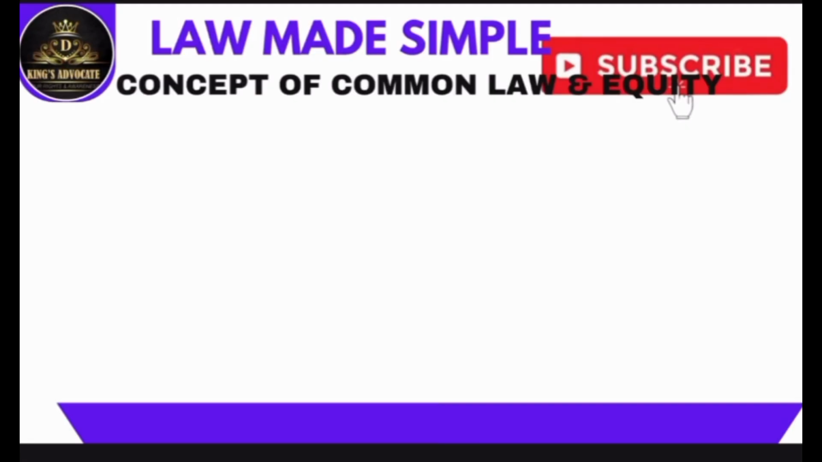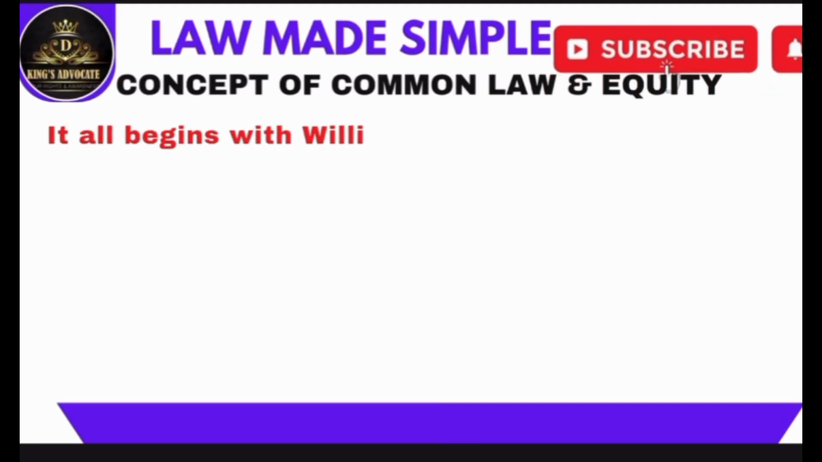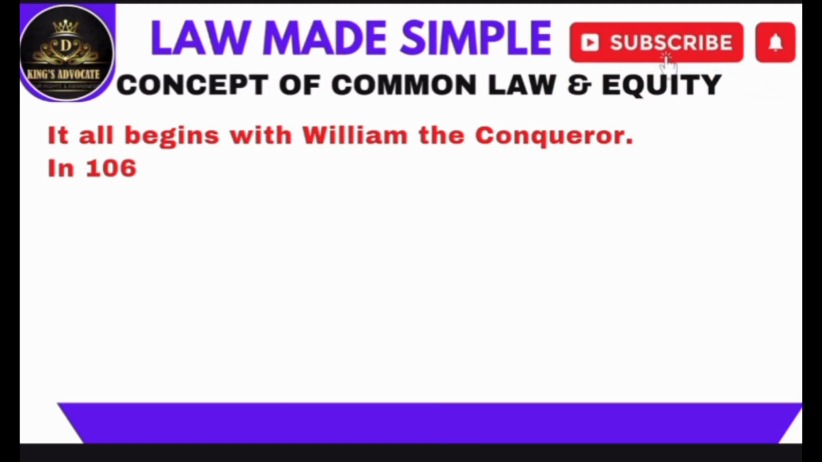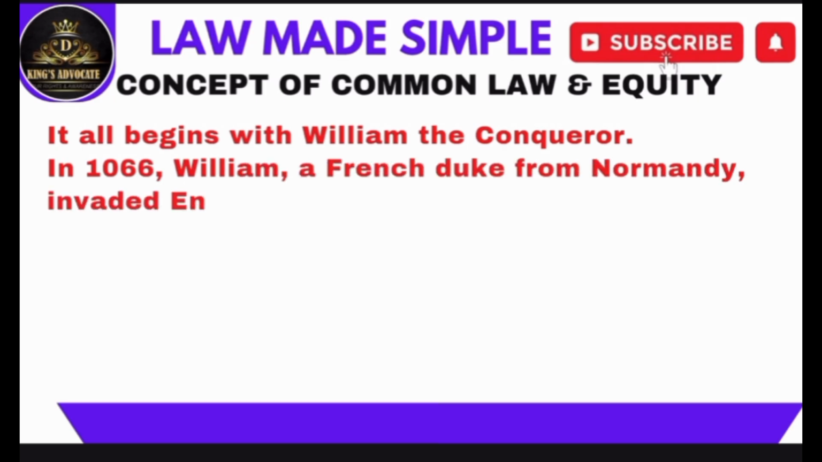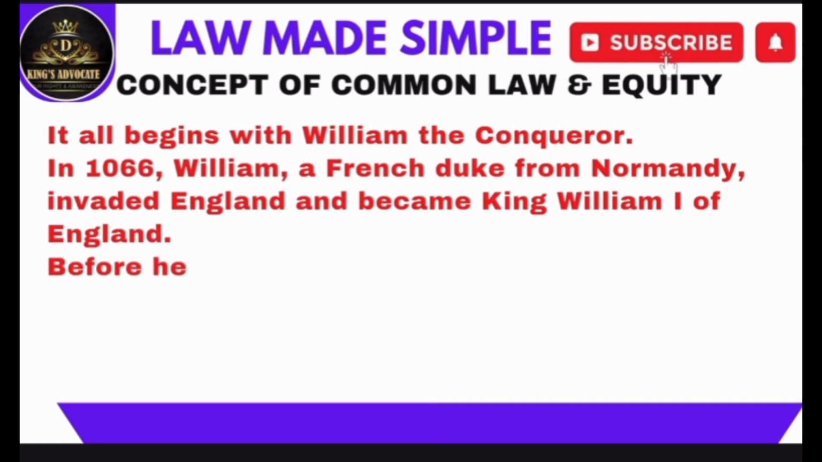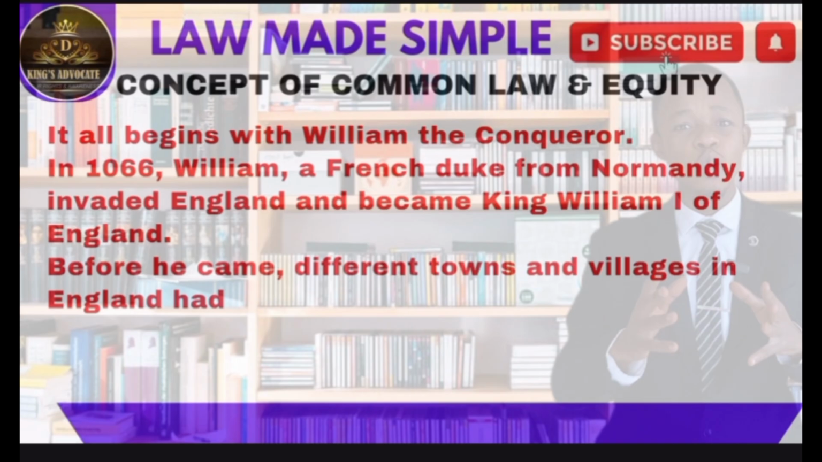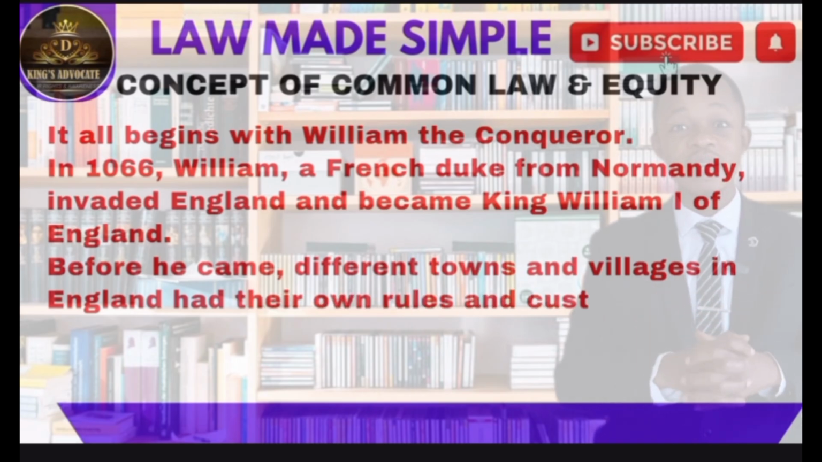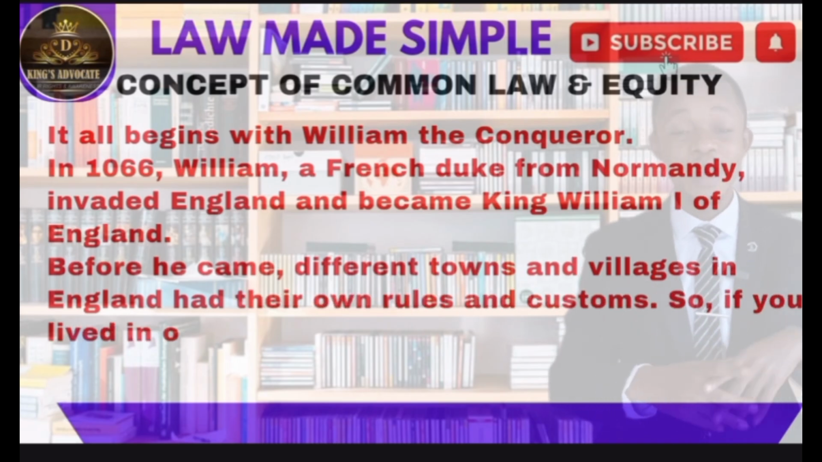Let's go into the historical lane to explore everything that has to do with the coming of the common law. The whole journey of common law as we have it today started in the year 1066 when a man named William, a French duke from Normandy, invaded England and became the king, William I of England. I don't know whether you have heard of King William I of England. He was actually a French duke who invaded England.